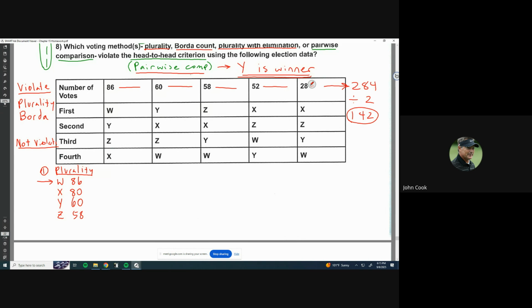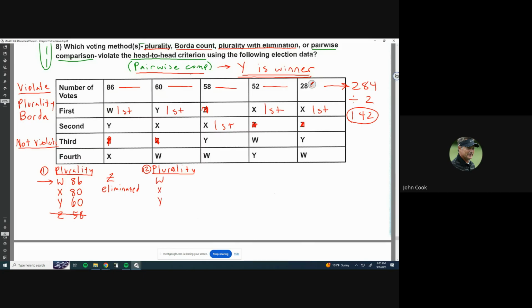Okay, so what do we eliminate? We eliminate the bottom one, the one that loses. So that means Z is eliminated. So if Z is eliminated, we just get rid of all the Z's here. That means that now, this is first, and first, okay? So now let's do another plurality check. Okay, so this is the second round of plurality, but without that pesky Z in there, okay?